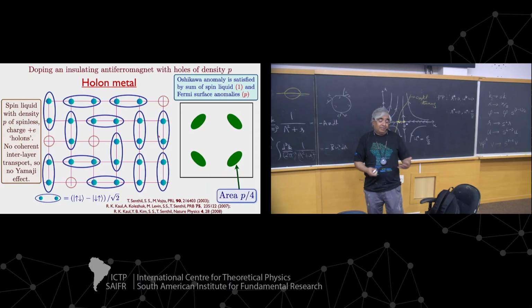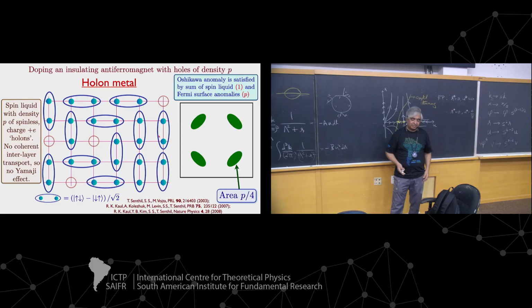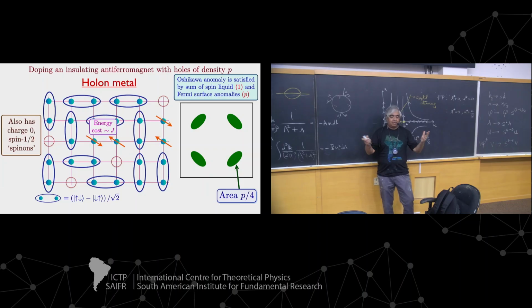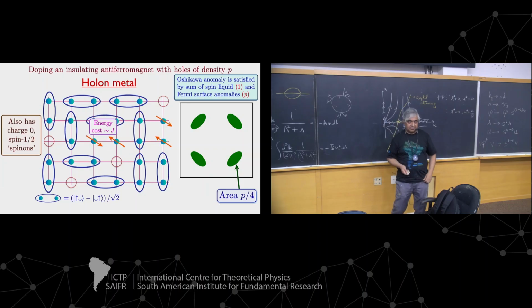All right, so this is a possible state, but it has all kinds of problems with respect to experiments, which I haven't discussed. So now let me give you what I think is the correct state. So imagine the following: in this state, I break a bond and create free spins. Since I'm breaking a bond, I'll pay an energy cost of order J, the exchange coupling. So this won't happen in the ground state.